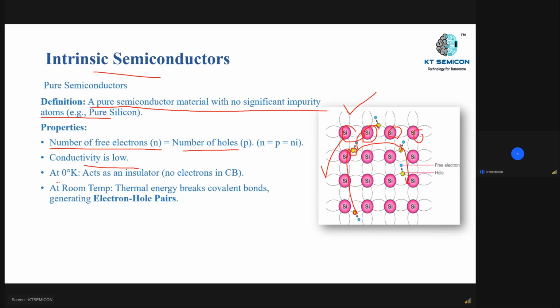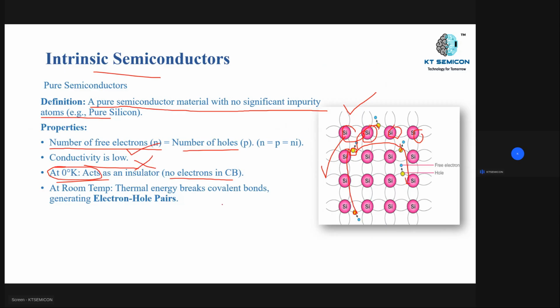Understand? So at 0 degrees Kelvin it completely acts as an insulator, right? There are no free electrons in the covalent bonds. Whenever we increase the temperature, only then will it release an electron. Before that, my crystal lattice is completely packed, and there is no movement of electrons at 0 Kelvin. If there is no movement of electrons, it means there is no conductivity, right?